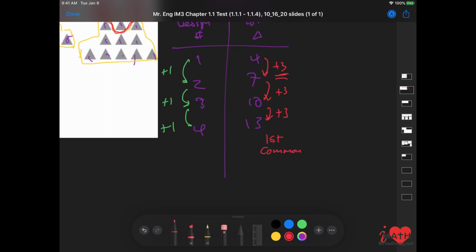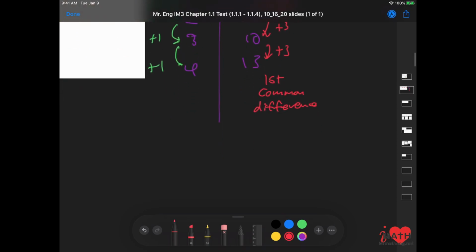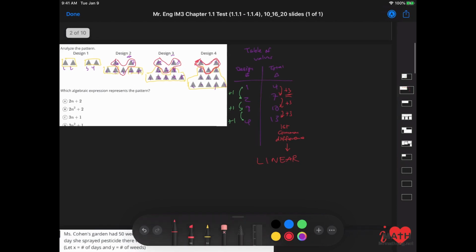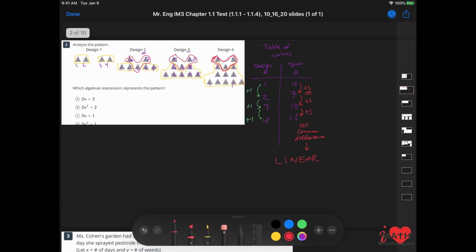Why is it called the first common difference? Because adding and subtracting are the same in some ways, and it's a plus 3 every time. So this tells me that it is the function family linear. Okay, what does that mean that it's linear?